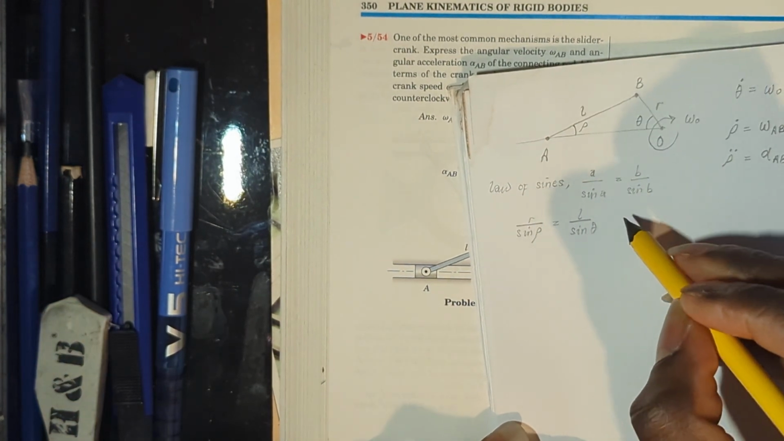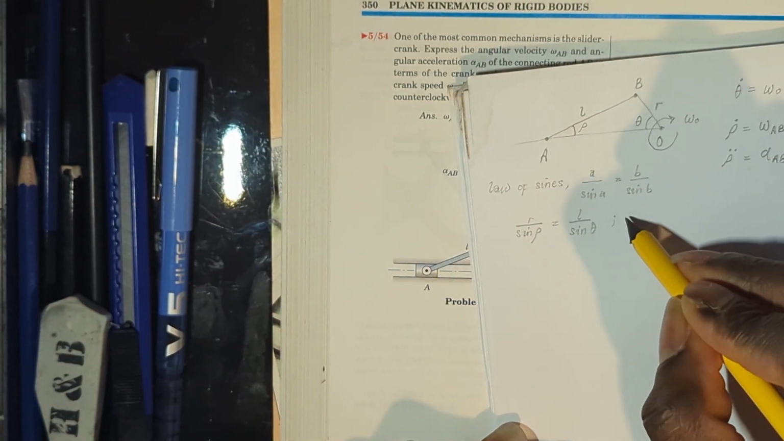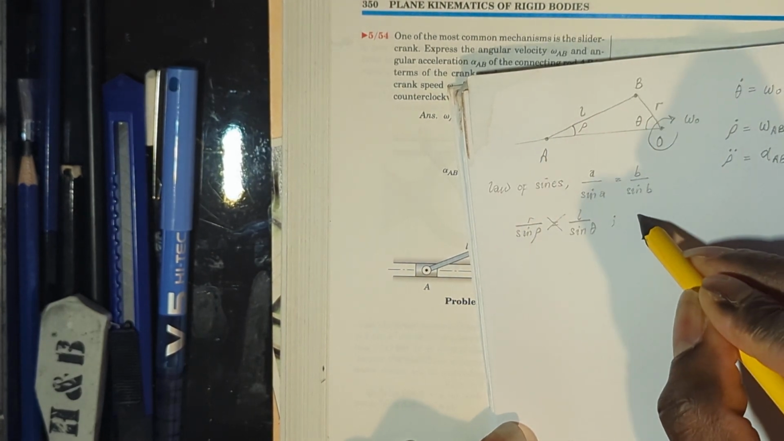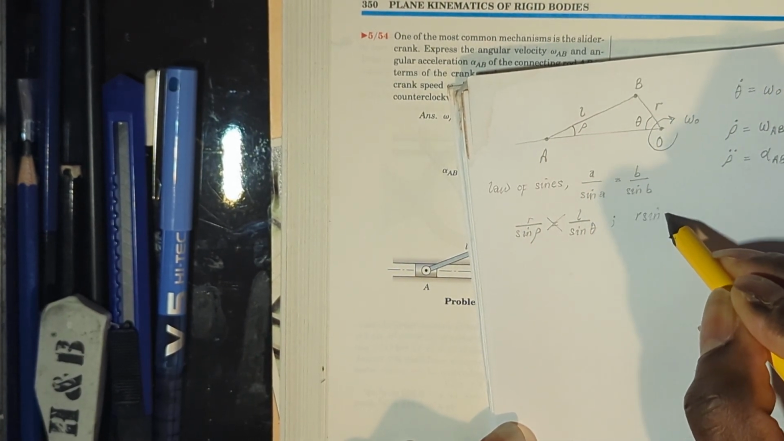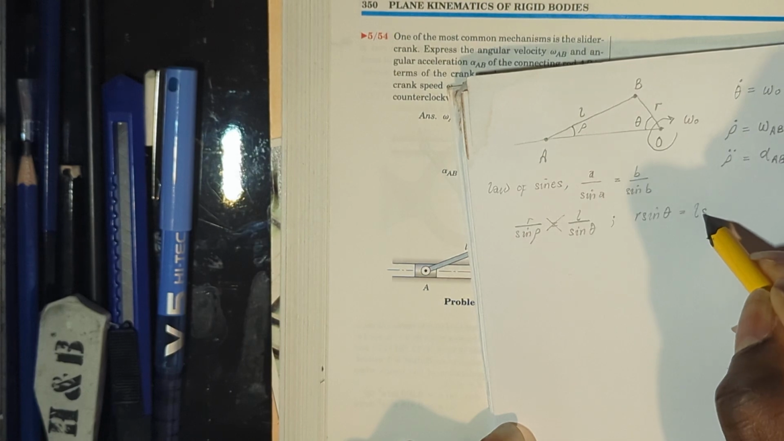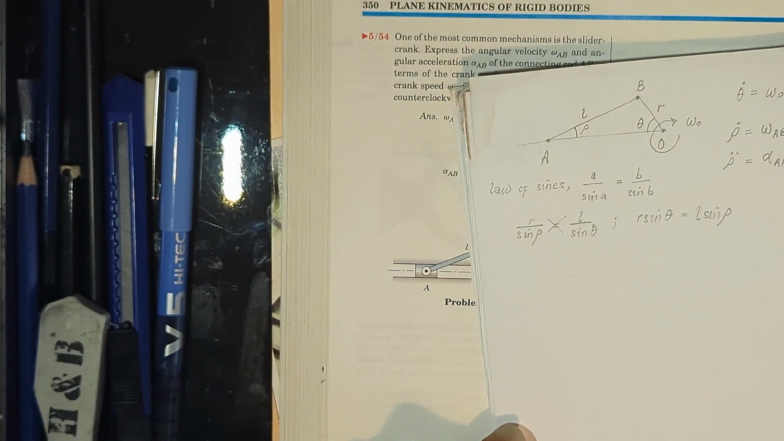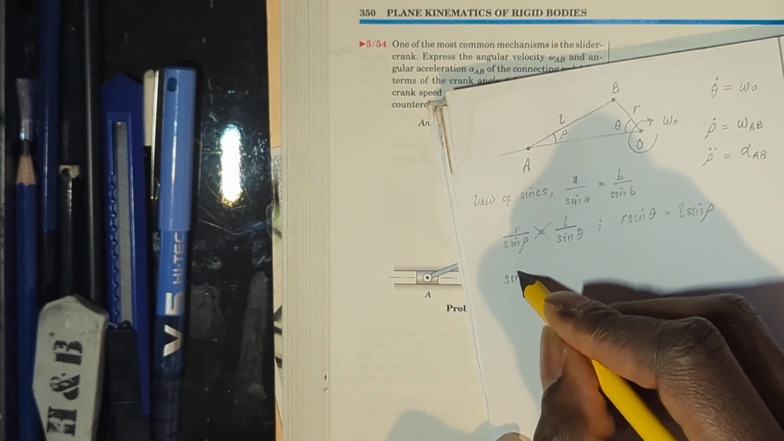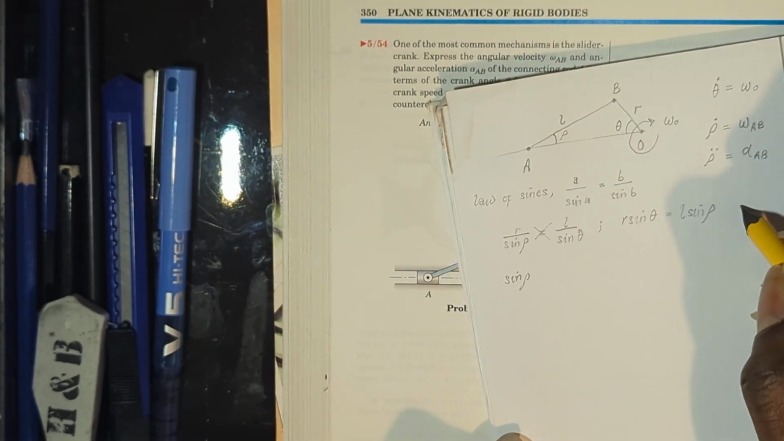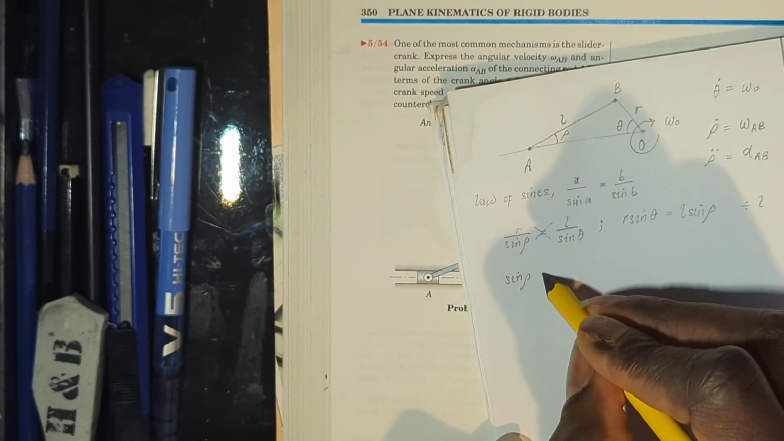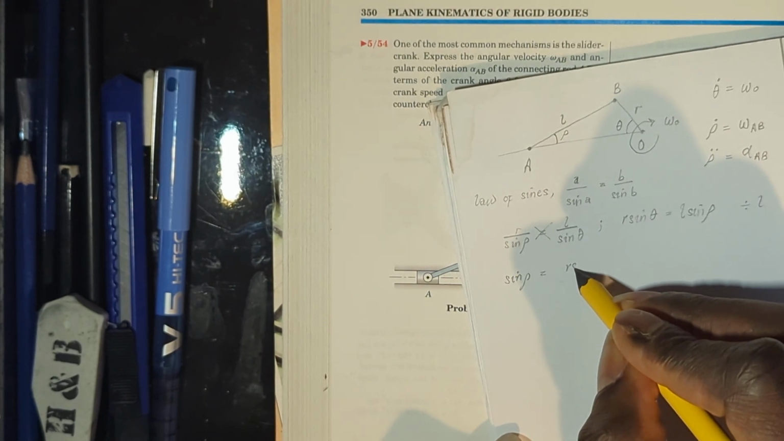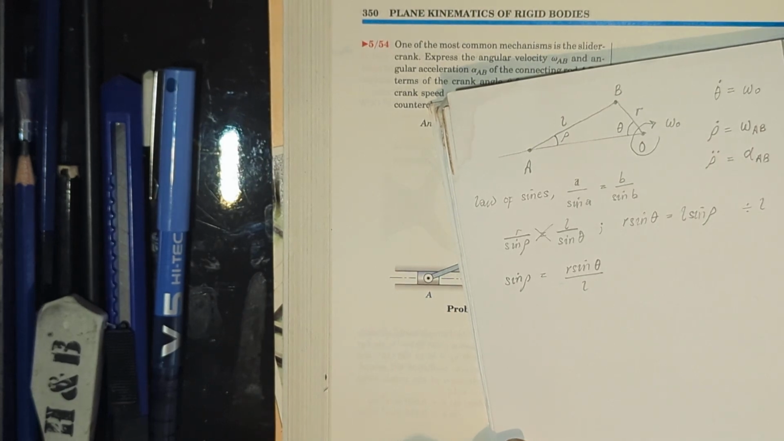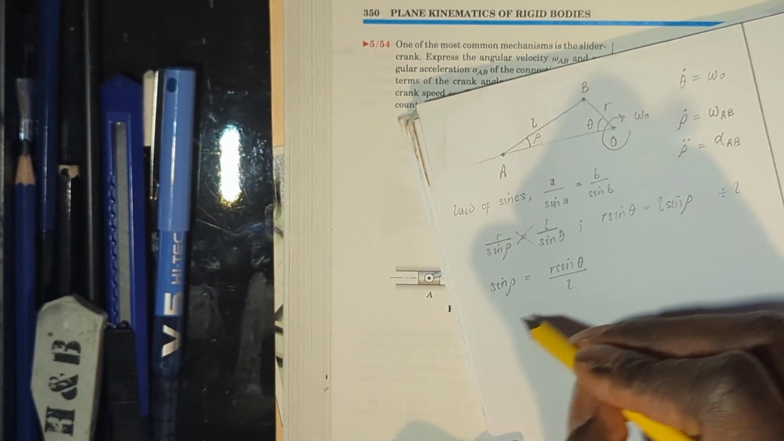Now, we could cross multiply. I have R sine theta equals L sine rho. I want to isolate the function containing rho on its own because that will help me find the derivative. I divide by L, and I have sine rho equals R sine theta over L. And now I'll take a time derivative.